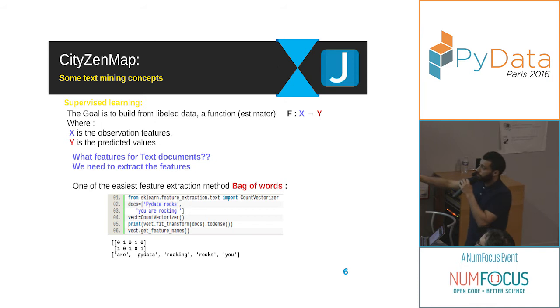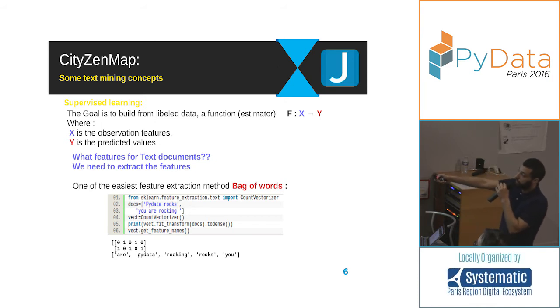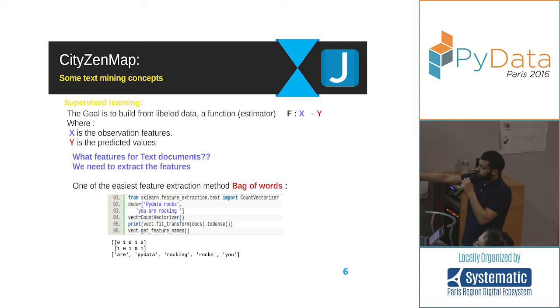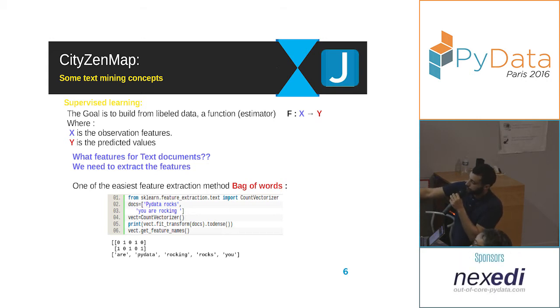This is an example. Let's say that our corpus contains two documents. The first one is "PyData rocks". The second one, "you are rocking". Using CountVectorizer, this is the result of transforming the text into features. We can see that the features are actually the words.